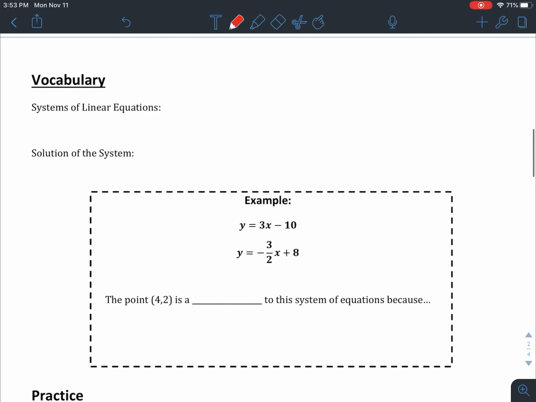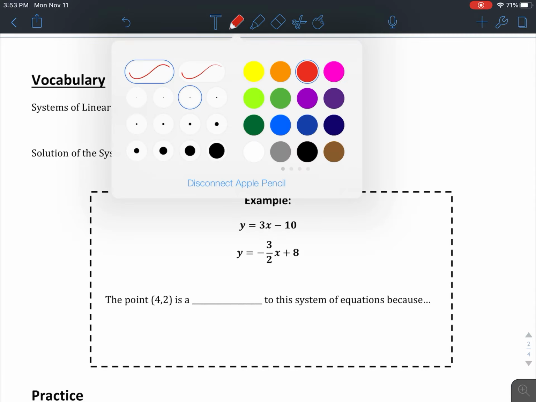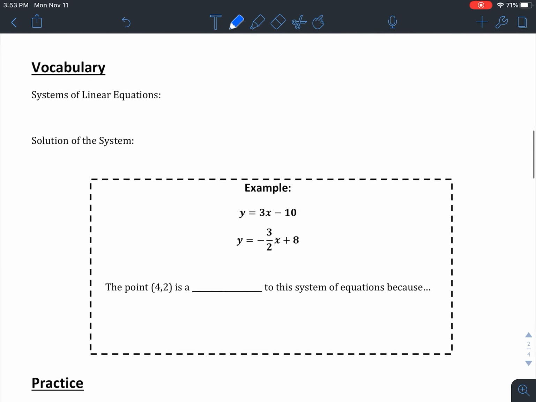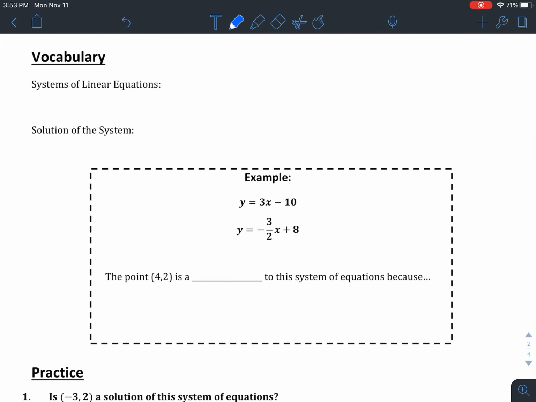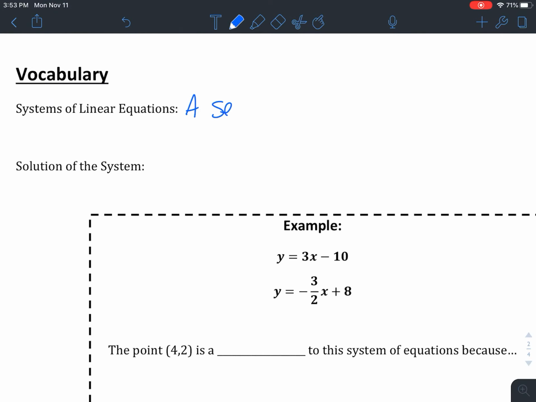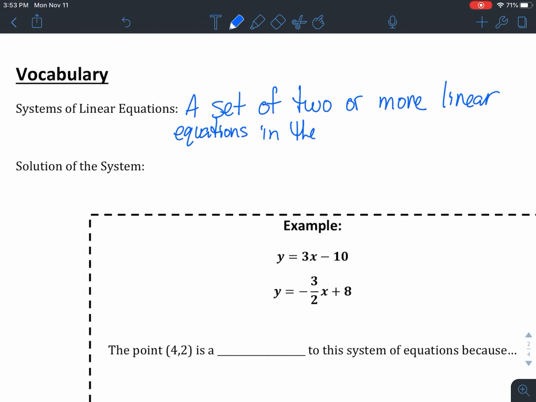So if we flip it on over to the second page, this is just getting some vocabulary for what we're talking about here, because if you didn't realize, we've been looking at two equations working simultaneously, and that's really what we're going to be doing this chapter. It's dealing with something called a system of linear equations. A system of linear equations is a set of two or more linear equations in the same variables.